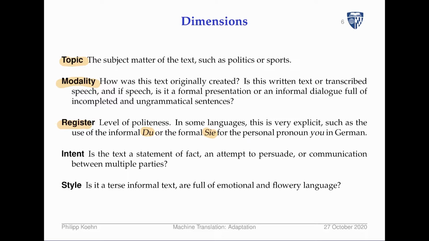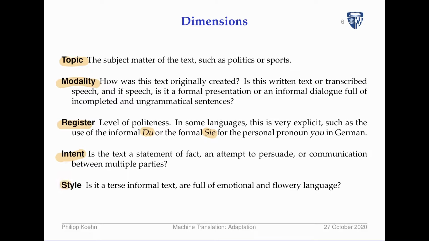Okay, so intent: is the text a statement of fact, an attempt to persuade, or communication between two parties? So that definitely also reflects how it is written. Does it make appeals to people? Or is the language just formal statements of fact? Or does it have things like should or may and so on?